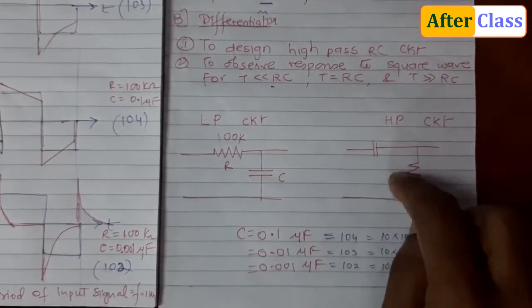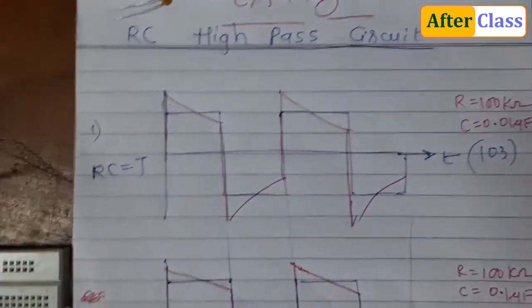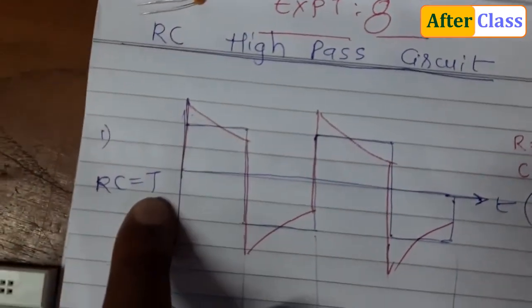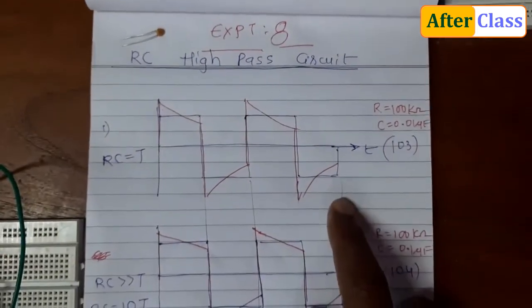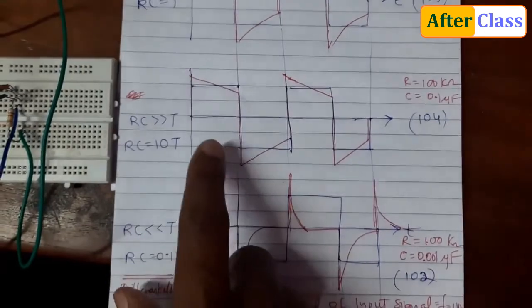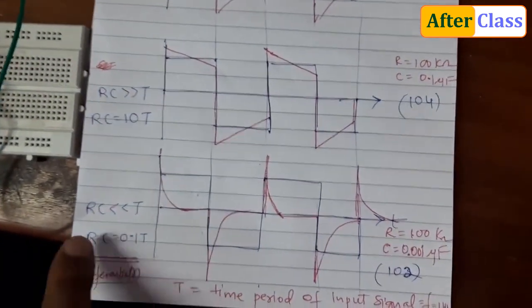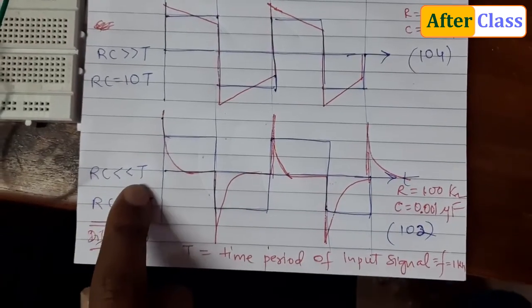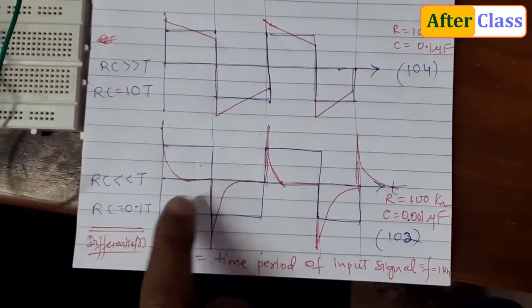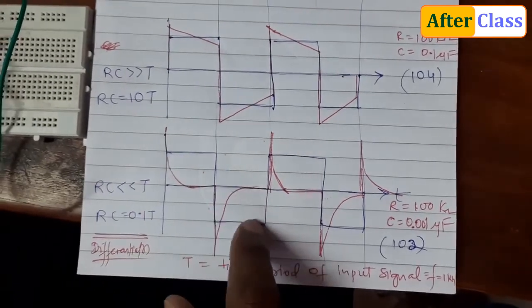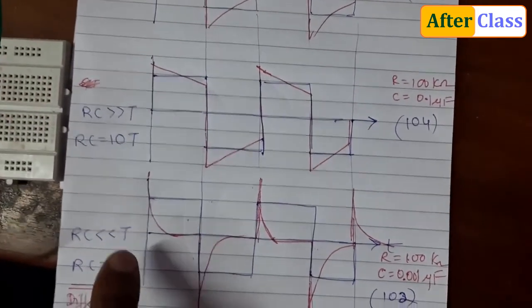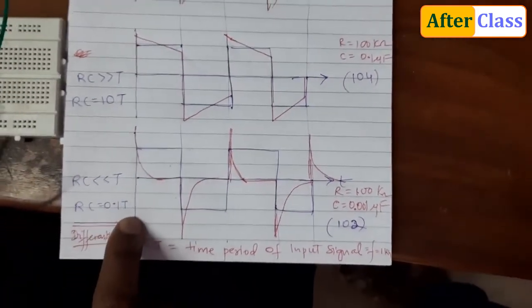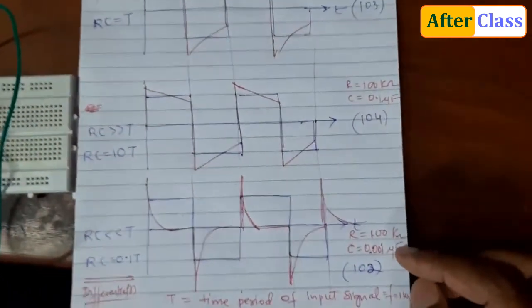Now we will try to implement this circuit. Here you can see we have taken some cases. This is when RC is equal to T, so expected waveforms are like this. And when RC is equal to 10 times T, you should get expected waveforms like this. And when RC is very much less than T, your circuit works as a differentiator. For square wave input, you get proper spikes. So this circuit works as a differentiator only when RC is less than T, or when RC is equal to 0.1 times T.